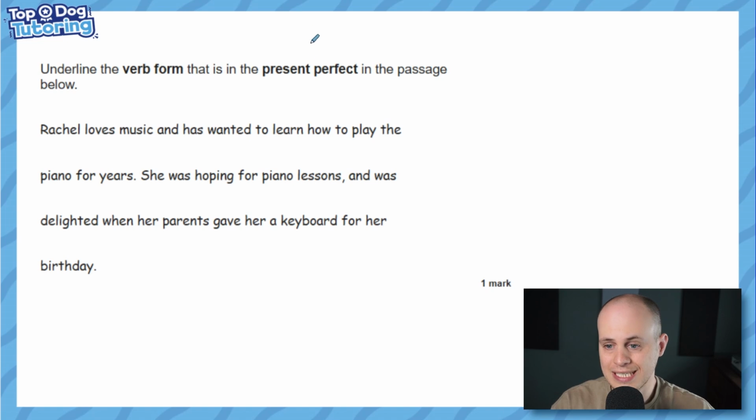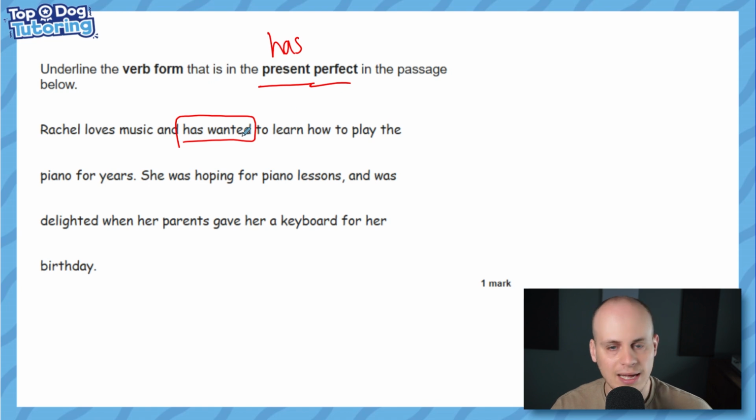Underline the verb form that is in the present perfect in the passage below. So I'm doing a lot of perfect tense ones here, guys, because you know what? They actually come up quite a lot in the test. I found a lot more of them. So we know present means has or have. Let's have a look. Rachel loves music and has wanted... Oh, we found it straight away. Has wanted. Done. You could have also just done wanted and you would have got the mark as well because you're showing that you understand where the verb is. Simple as that, okay?